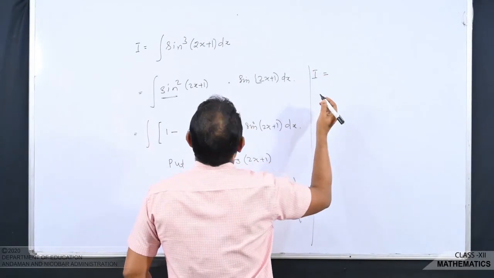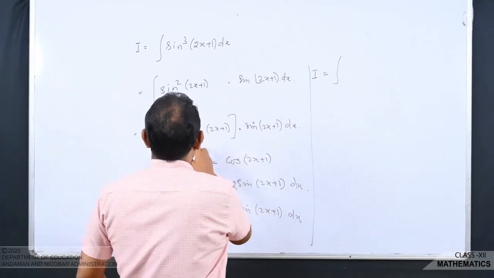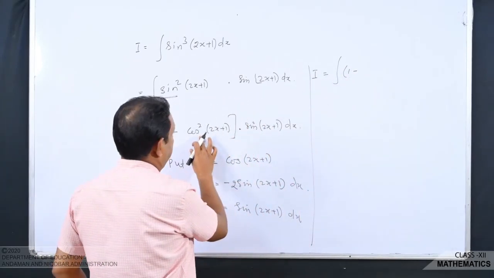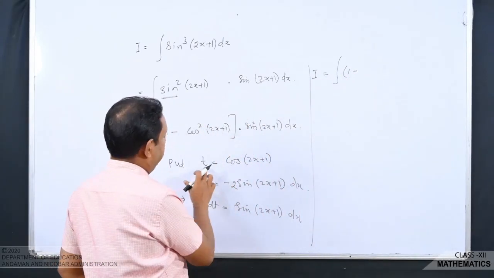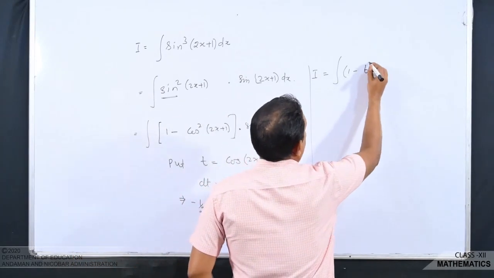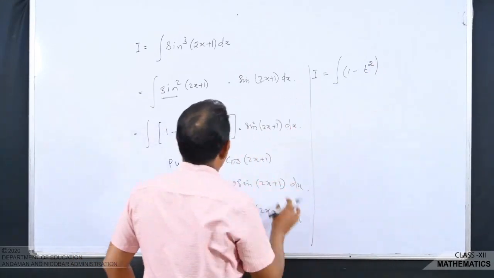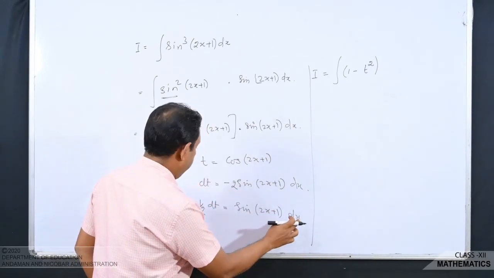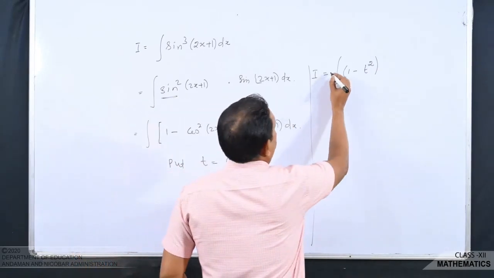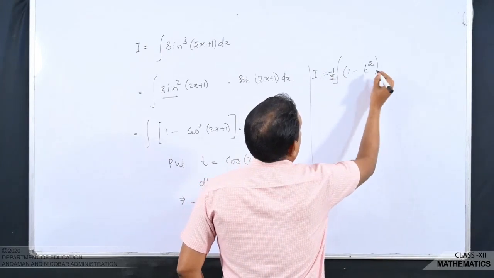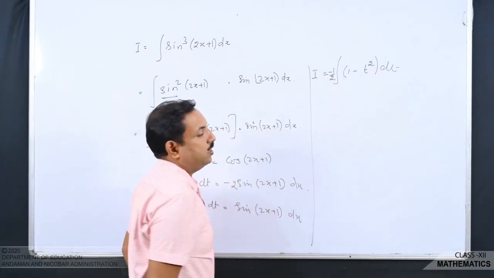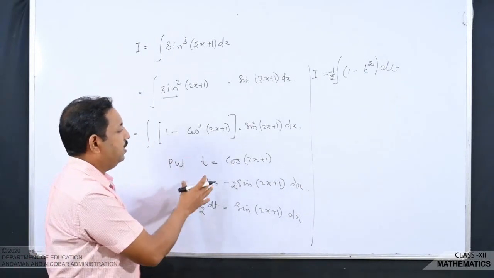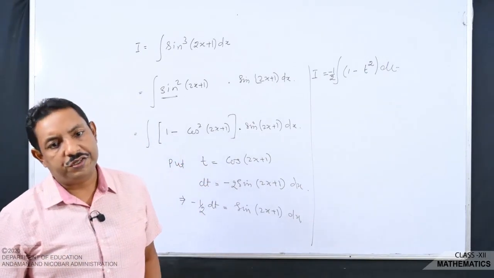I equal to integration of 1 minus cos square, cos is taken as t, that means it is t square, into sine (2x plus 1) dx. Sine (2x plus 1) dx is minus 1 by 2 dt, that is minus 1 by 2 and dt. See, I have converted it into the known form of integration by using this trigonometry. This way you can do it.